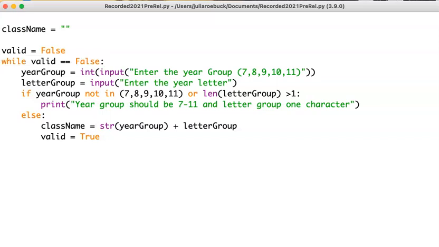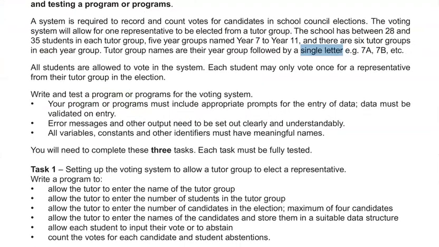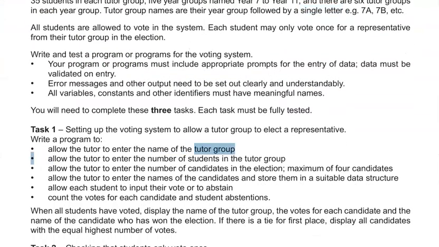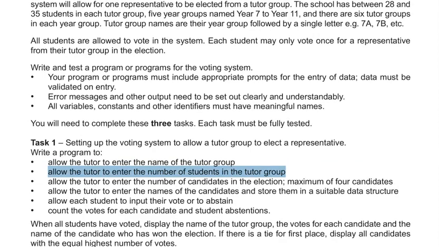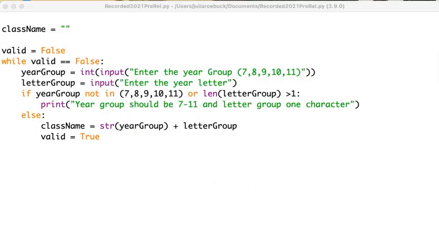Okay, so we've done that first part of the pre-release, so we can now move on to the next thing, and the next thing is we're going to allow the tutor to enter the number of students in the tutor group. And we can see that it says there the school has between 28 and 35 students in each group. So we're going to do exactly the same thing. We're going to let the user enter the data and then we're going to check it.